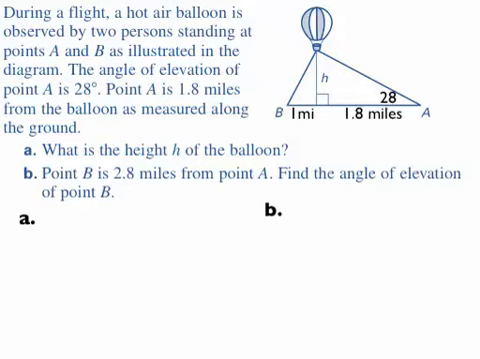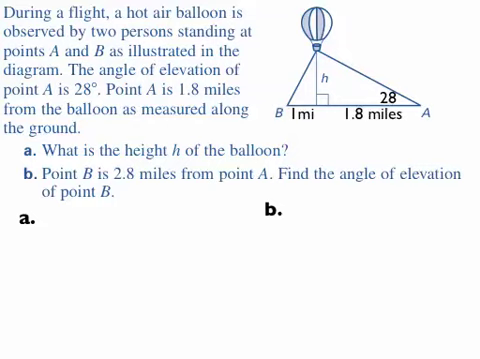And if you noticed, I've gone ahead and I've labeled what I know. It says, what is the height h of the balloon? Well, I'm given 28 degrees as angle A, and I'm given that 1.8 is the distance from angle A to the hot air balloon on the ground. If you notice, h is opposite my 28 degree angle, and I know the side that is adjacent to my 28 degree angle. So I need to think, what uses opposite and adjacent? And the answer would be tangent.